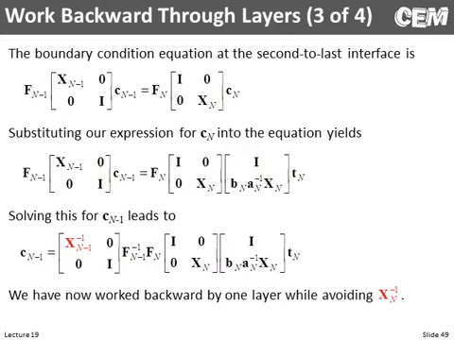Now we need to look at the boundary conditions for the second to last interface as we work backwards. Here's the equation. But we now have an expression for C sub n. So in fact we can put that in there, and here it is. That was our expression for C sub n. Well, now we can solve this big ugly matrix equation for C sub n minus 1. These are the mode coefficients now in the second to last layer. So here we do that.